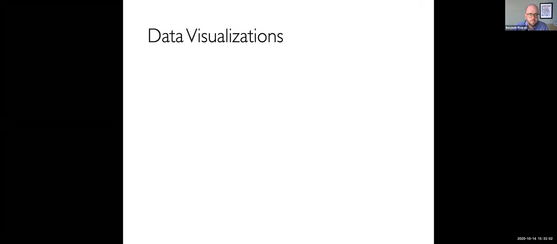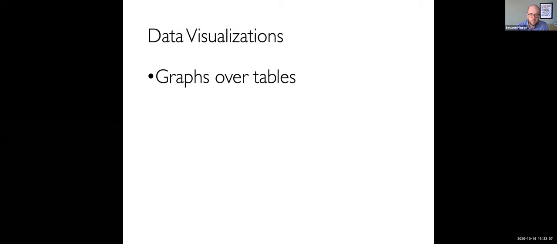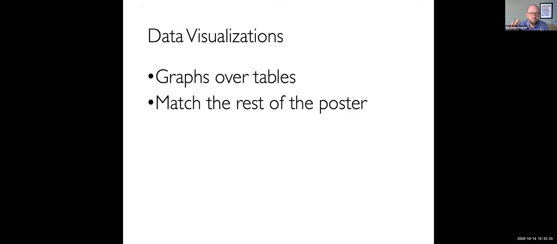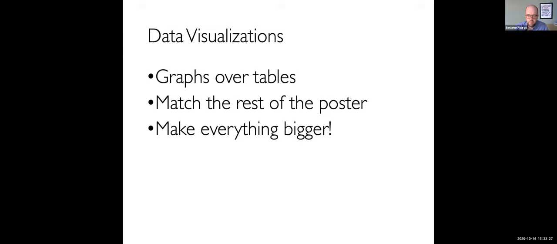A couple things I'm skipping for time. Next up, data visualizations. Whenever you can, use a graph instead of a table. Tables, like words, are hard. Use a graph. Your graph should match the rest of the poster in fonts, in colors, in themes. On your graph, make everything bigger. And I'll show you some tips on that. The graph that you put on the printed page or for a PDF is not good enough. You need to change it and make everything bigger on it for this meeting.